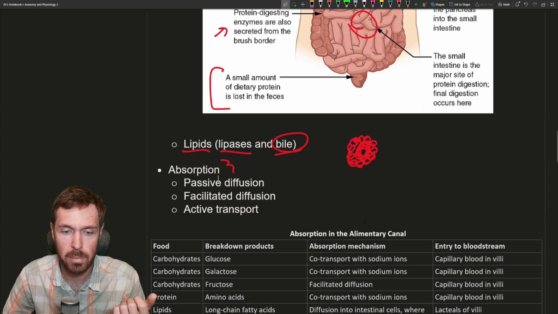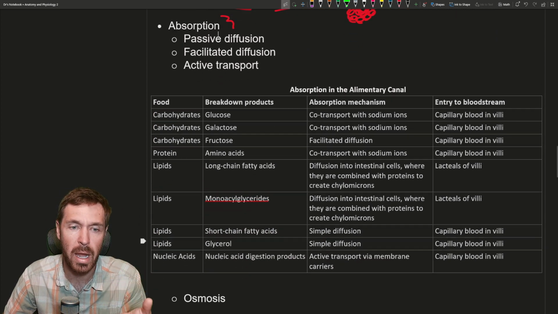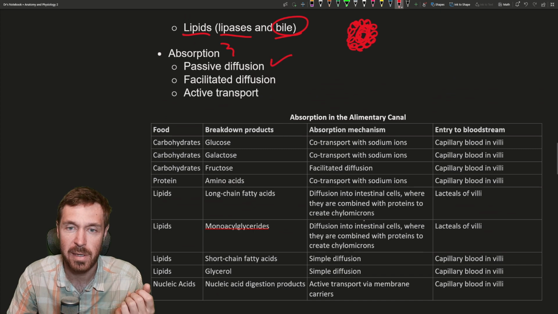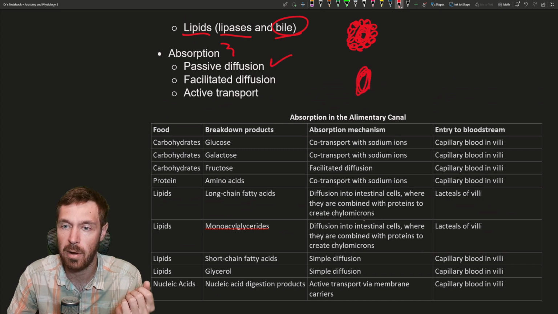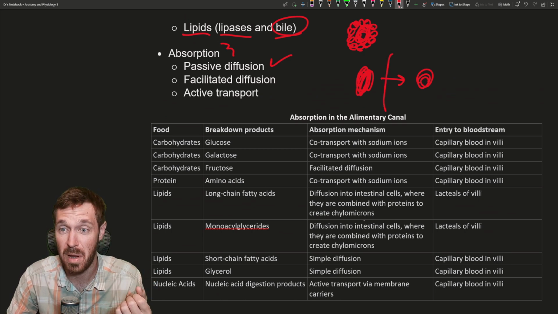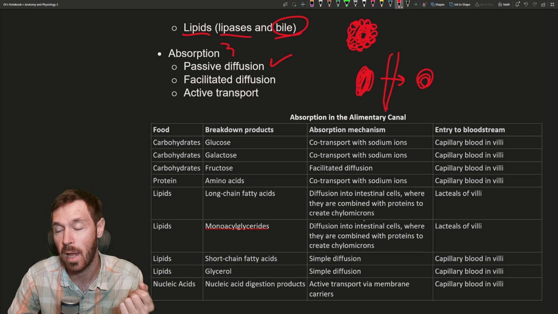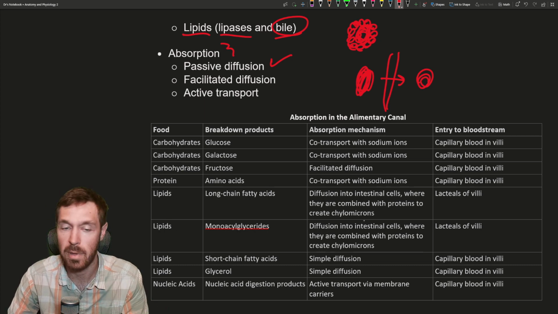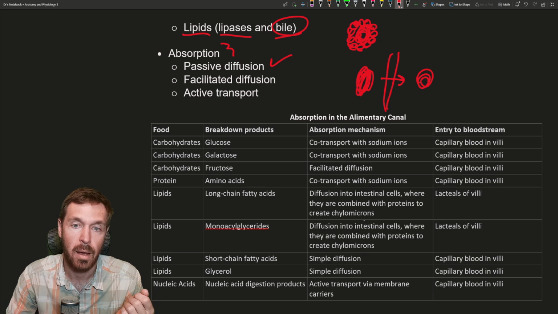Now I hinted a little bit about absorption. So how does absorption work? There are three different ways it can do it. There's passive, which is just where it goes from an area of high concentration to an area of low concentration. So it just passively moves. But here in the small intestine, there's a barrier we have to go through. There's a cell. Lipids can go right through that barrier, so it's not a problem.